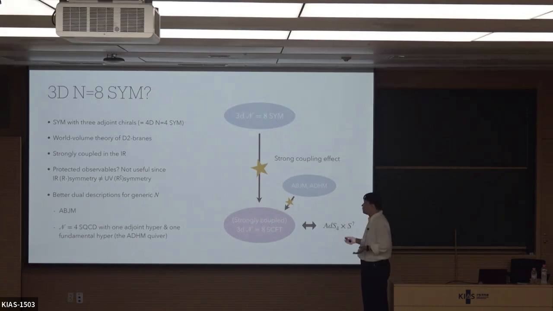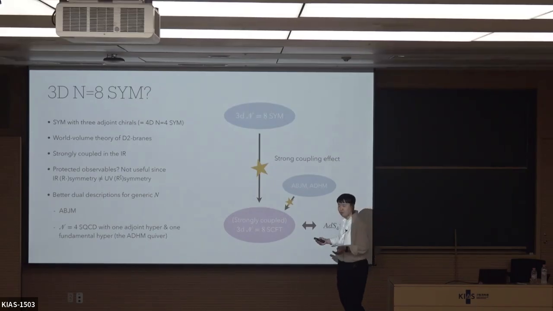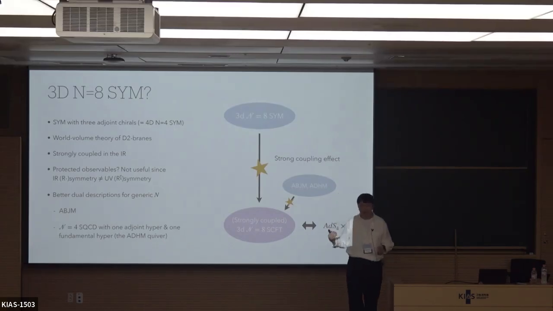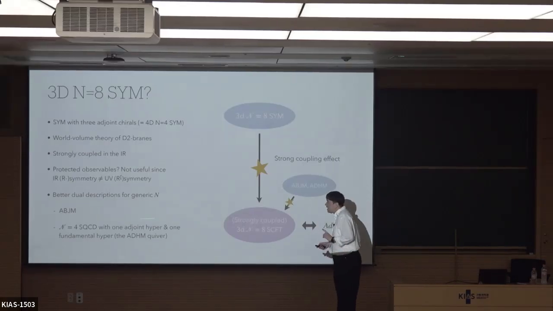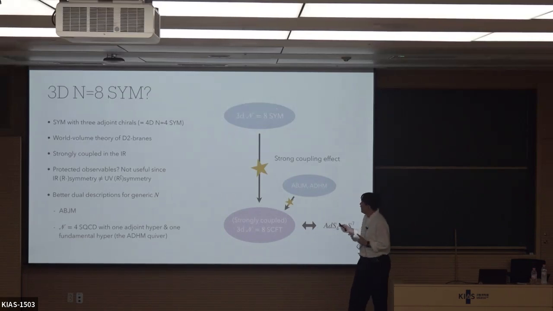And due to this reason, people usually use other theory descriptions like ABJM or the n equal to 4 SQCD with one adjoint hyper and one fundamental hyper, which is called the ADHM quiver. And indeed, using those descriptions, we have studied this n equal to 8 superconformal field theory in 3D, like black hole entropy and other many interesting properties, but not this 3D n equal to 8 super Yang-Mills directly, which is completely different story from 4D case, right?